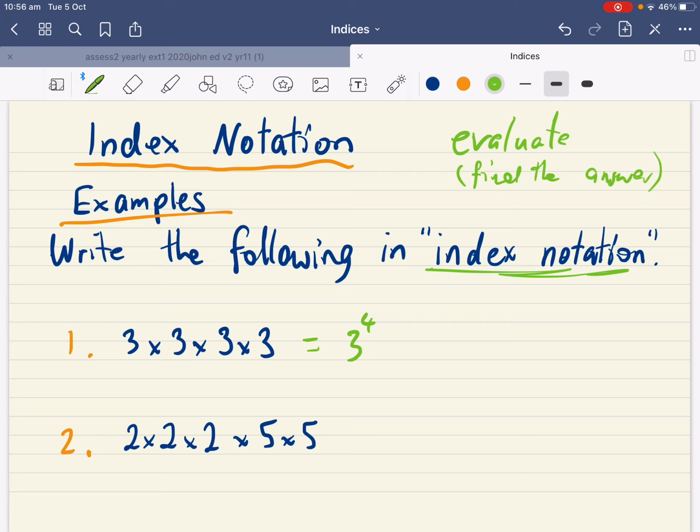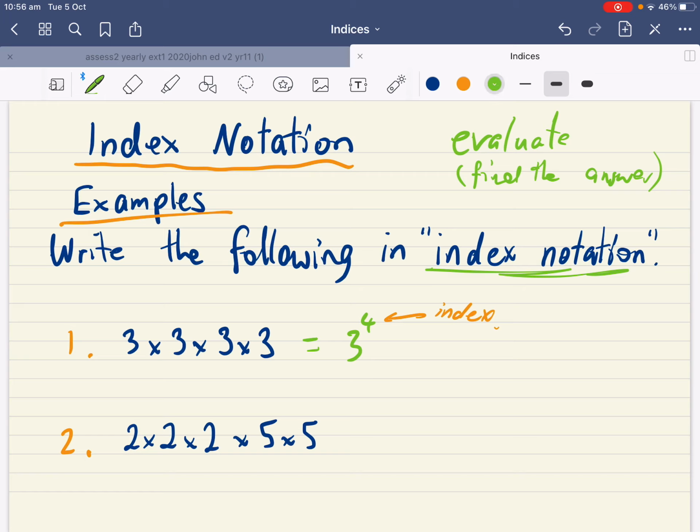If they did ask you to evaluate, again, that wouldn't be a challenge, just 3 times 3 times 3 times 3, you just type it into your calculator if you wanted. It wouldn't be hard, but no, that's not what this question's asking you to do, right? It's just asking for index notation, so don't find the answer, just rewrite it using an index, right? So hopefully that makes sense.